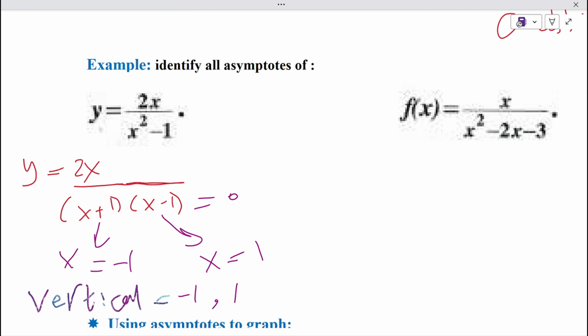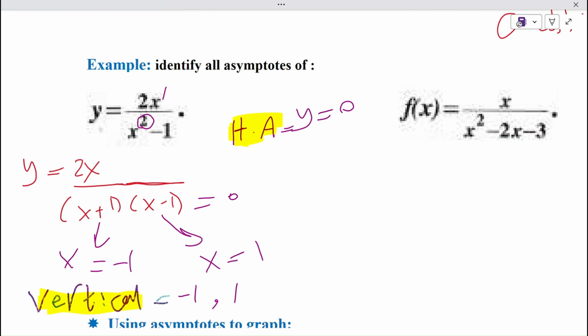Horizontal asymptotes is equal to, here just identify the highest degree. The highest degree of the denominator is 2 and the highest degree of the numerator is 1. So the denominator is greater than the numerator. So in this case, you have to say y is equal to 0. This is all about horizontal asymptotes and vertical asymptotes. Let's solve this question.